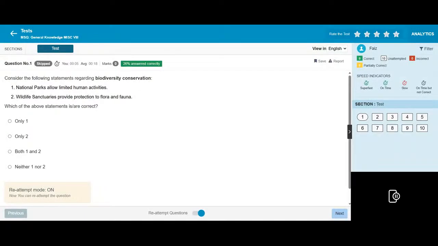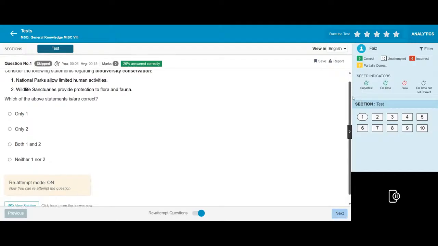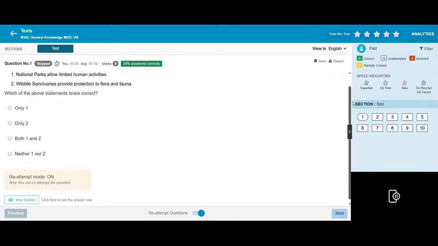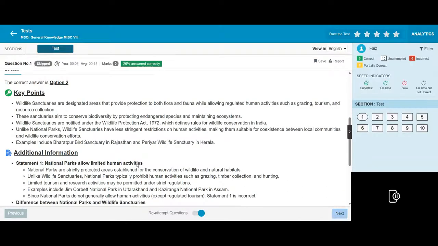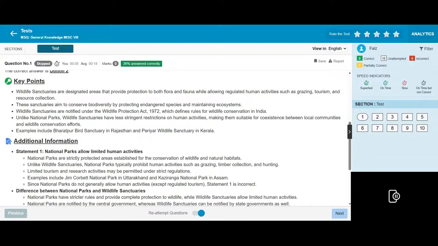Question 1. Consider the following statements regarding biodiversity conservation. National Parks allow limited human activities. Wildlife sanctuaries provide protection to flora and fauna. Both are correct. Wildlife sanctuaries are designated areas that provide protection to both flora and fauna while allowing regulated human activities such as grazing, tourism, and natural resource collection.